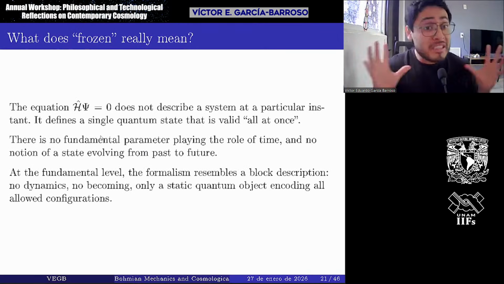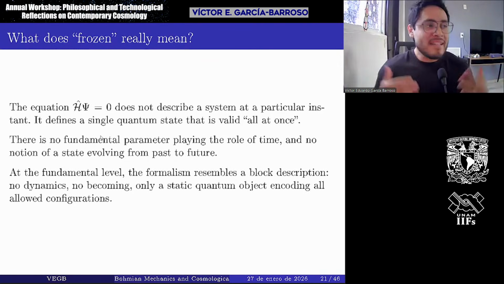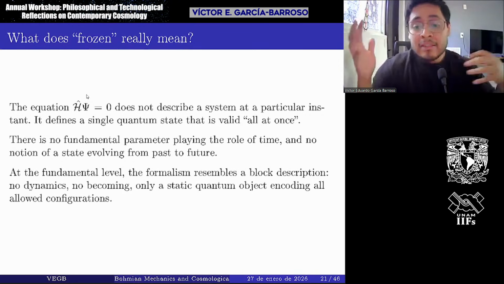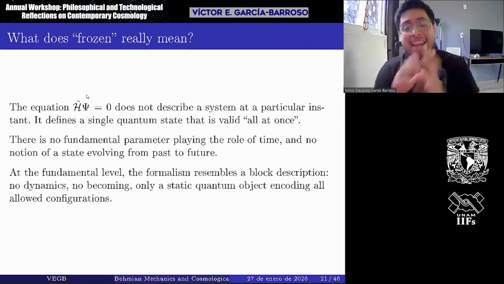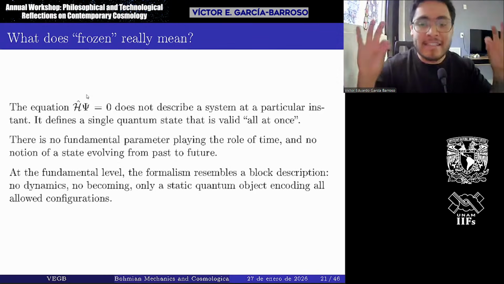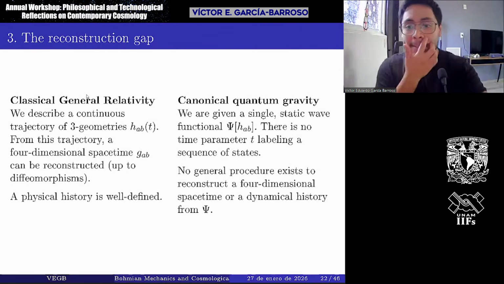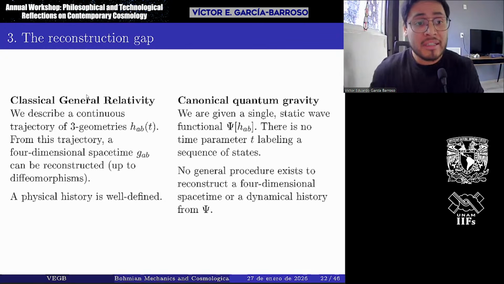We get a frozen universe, but what does frozen really mean? It means that the wave function is valid all at once. There is no time parameter, there is no before and after. We are left with a block universe, a static description of all possibilities, but not an actual story. And this creates a gap between classical and quantum views. In classical GR, we have a clear story.